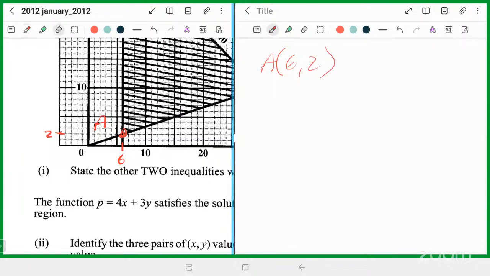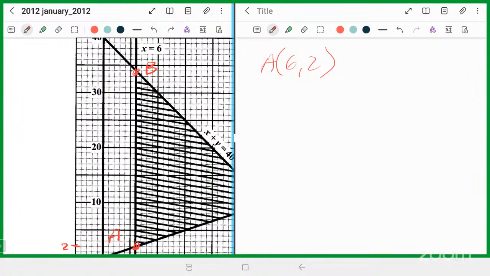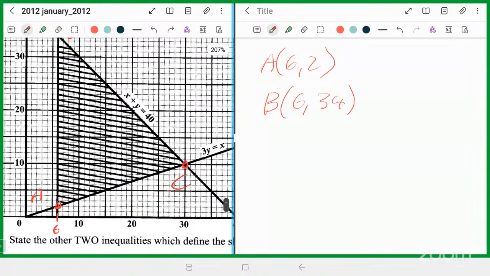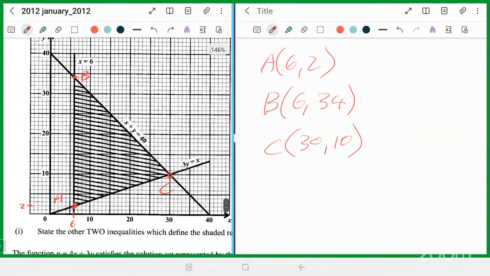And then B. B is 6 what? Let's look at it properly. This point right here is 34: 30, 31, 32, 33, 34. So B is the point (6, 34). And then C out here is 30, 10. So C is the point (30, 10). All right, so those are the three points at the vertices.